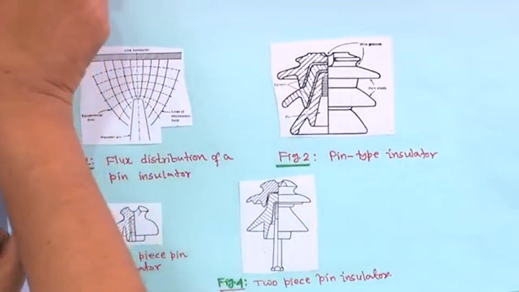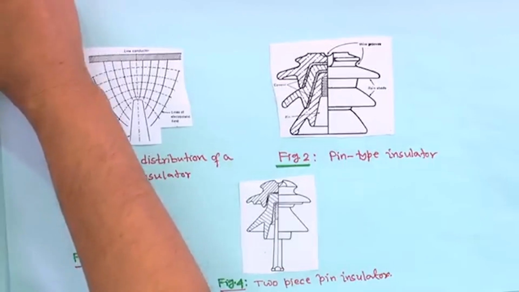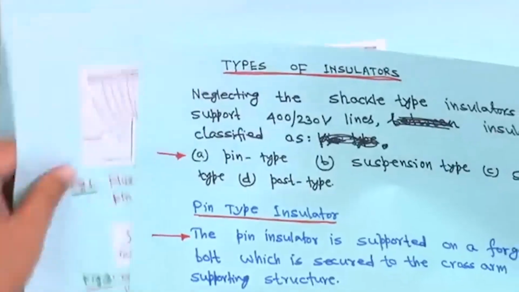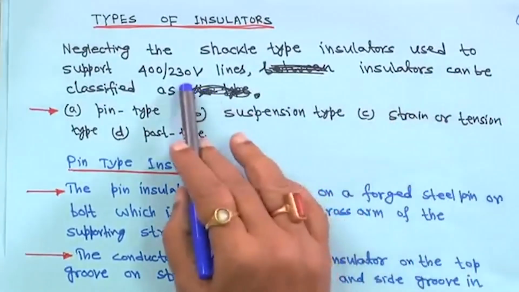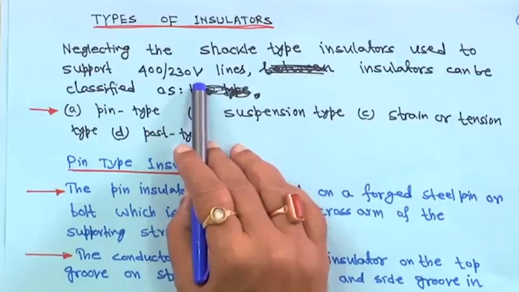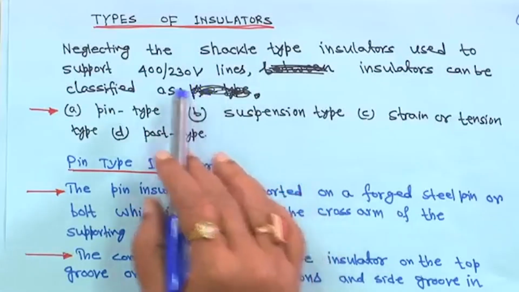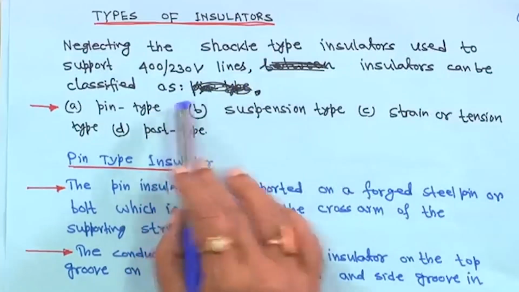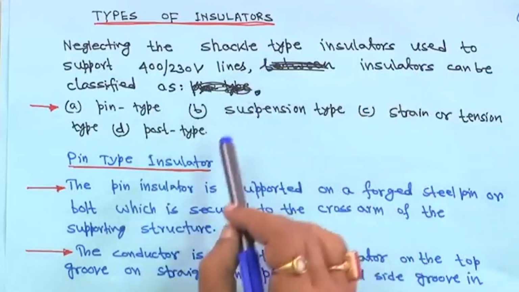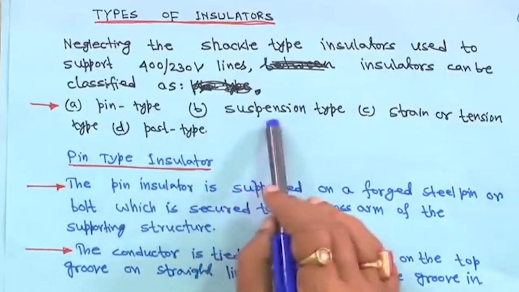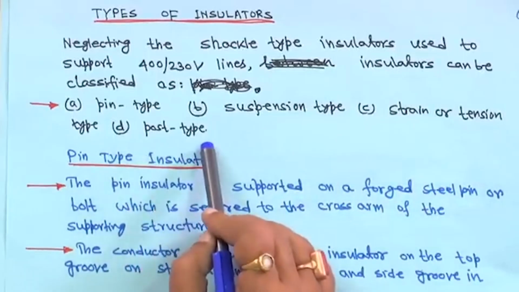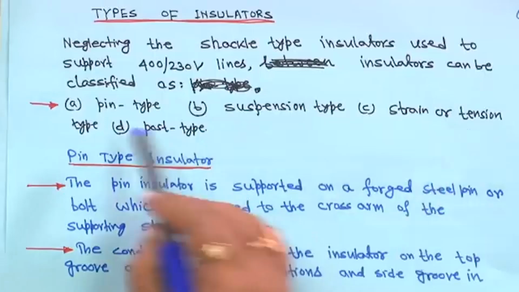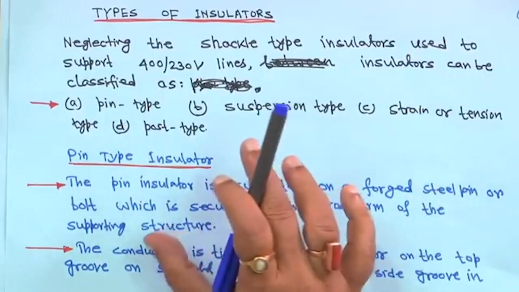Now, the types of insulator. Neglecting the shackle type insulators used to support 400 to 30 volt, which you might have seen in front of your house or in your college, line insulators can be classified; shackle type we will not consider, a small one, right. A is the pin type, B is the suspension type, C is the strain or tension type, and D is the post type. So, we will see how these are.